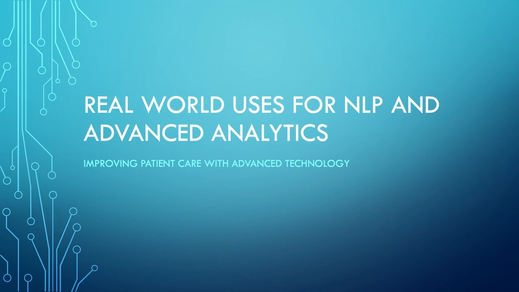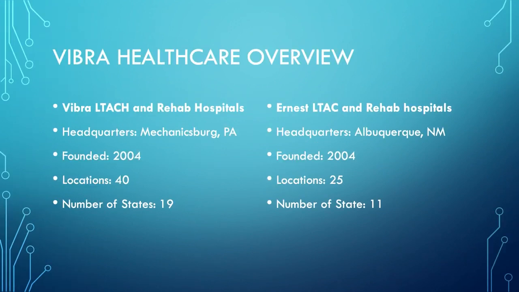Healthcare, just a little bit about Vibra. Vibra is actually made up of two healthcare companies. Vibra are LTAC and rehab hospitals, and last fall we acquired a company called Earnest Healthcare. Total, probably around 60 hospitals, close to 30 states.